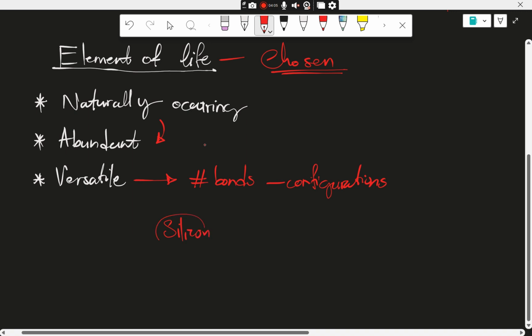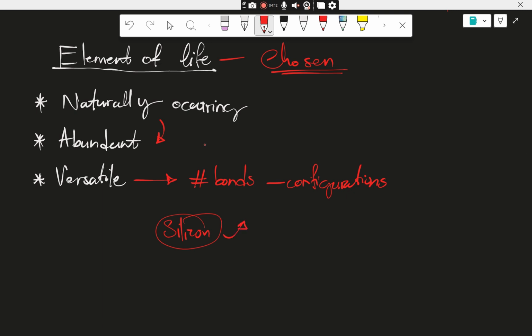Silicon is one of them. Silicon is very similar to carbon, but the problem is it's not abundant, because it's locked up in rocks, right? So it cannot be the chosen element of life, right?